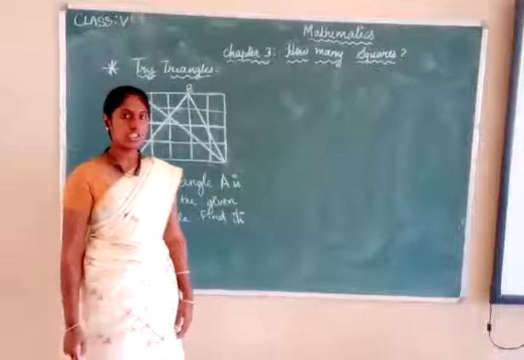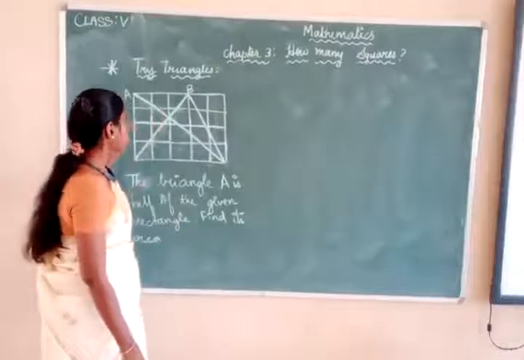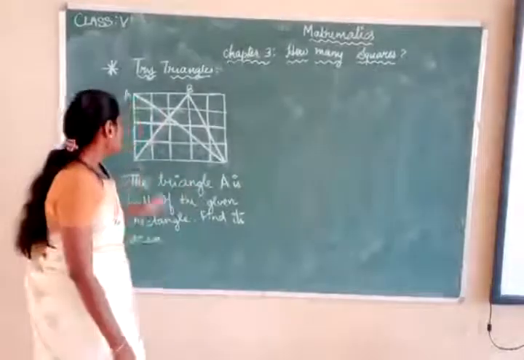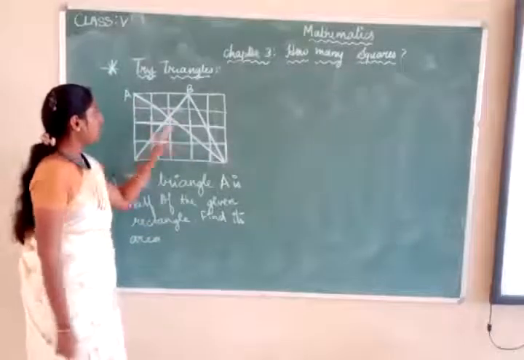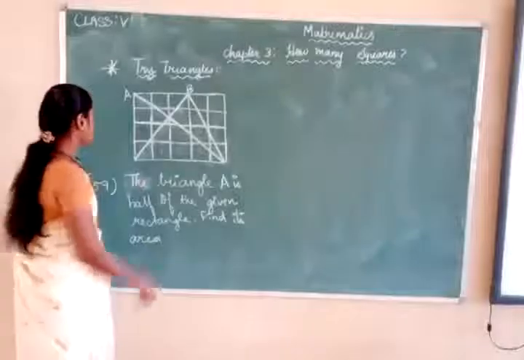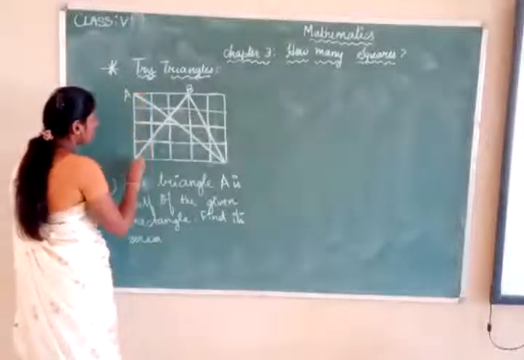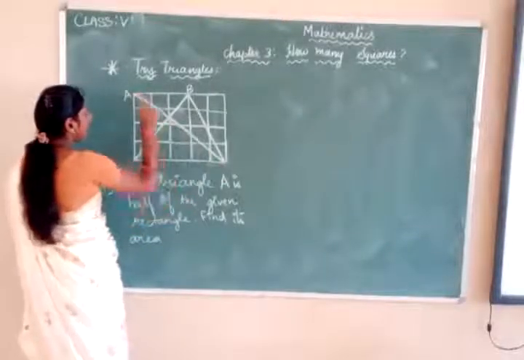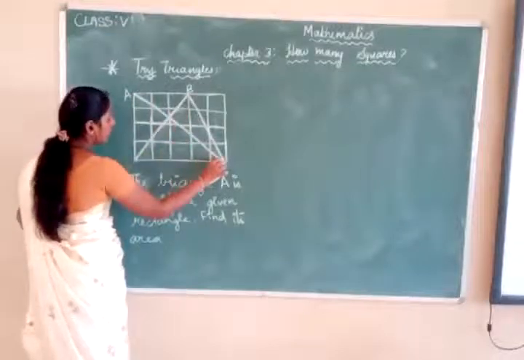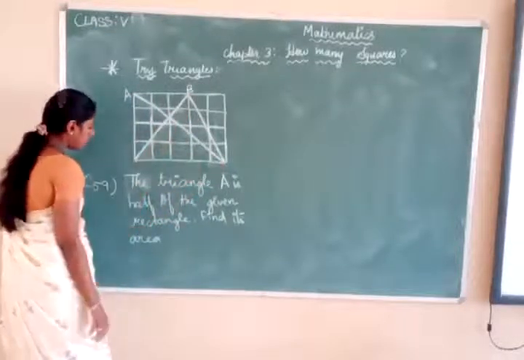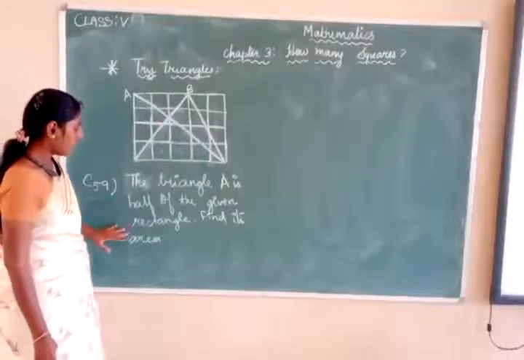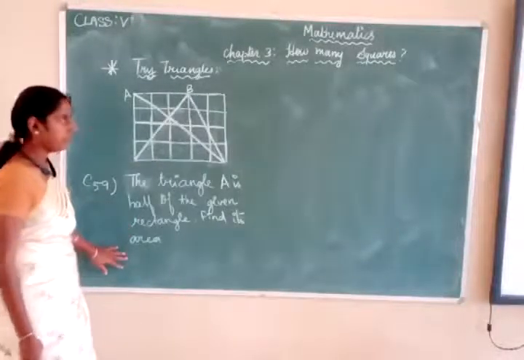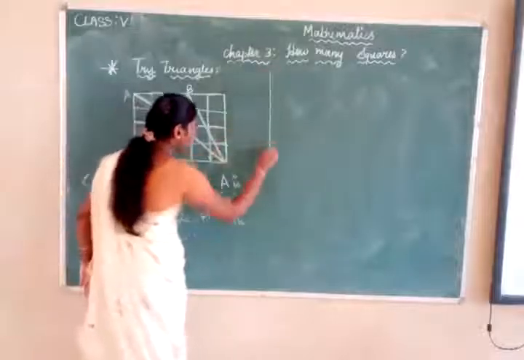The next topic of today's class is triangles. Can you see the given figure? There is a rectangle given and we have two triangles A and B in this. This is one triangle and this is one more triangle. So they are A and B. Now what is the question? The triangle A is half of the given rectangle. Find its area. So how will you find it?